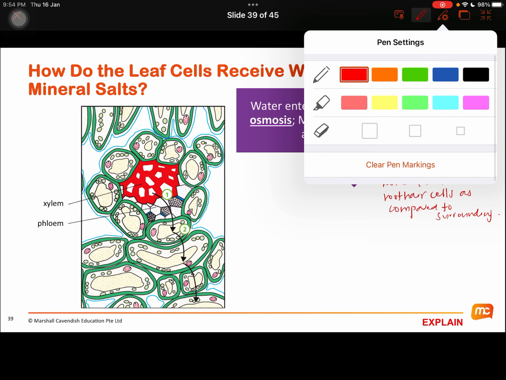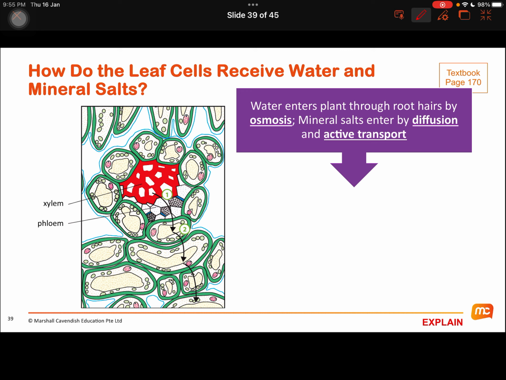Apologies, I made a mistake over here. Let me clear the pen marking and redo this slide over here. Active transport happens when there is a lower concentration of mineral salt in soil as compared to root hair cells. So it's working against the flow, right, from lower to higher concentration region. In order to go from low to high, energy is required. Hence, active transport occurs when this condition happens.